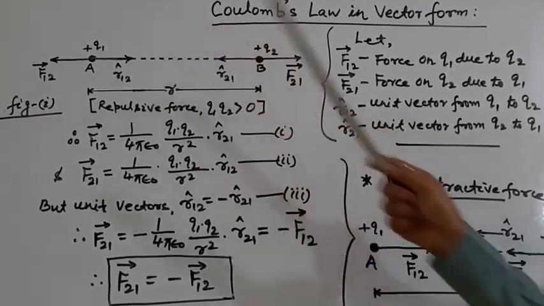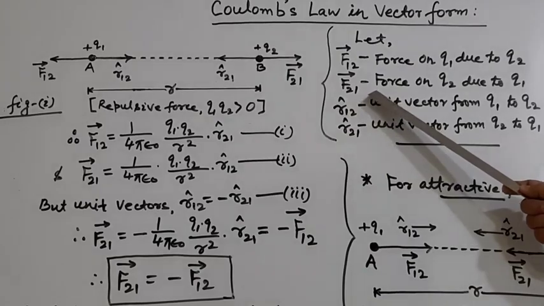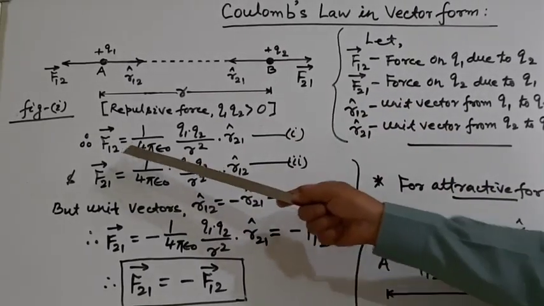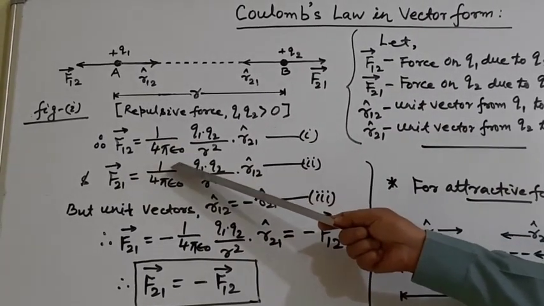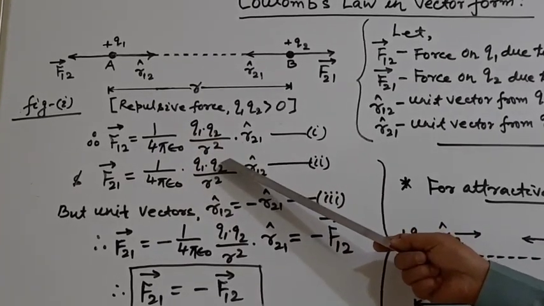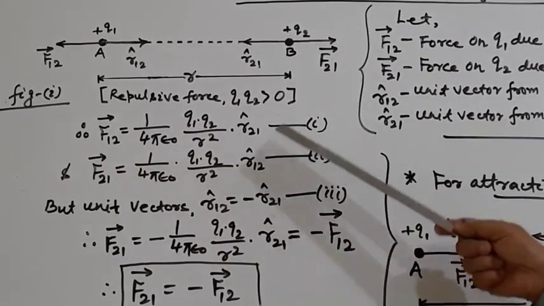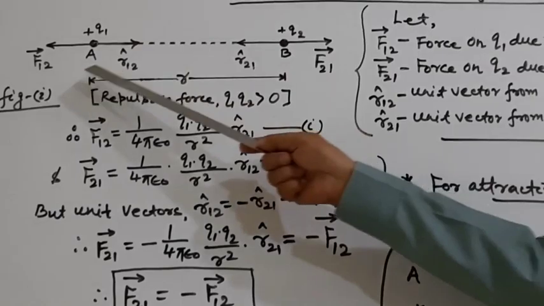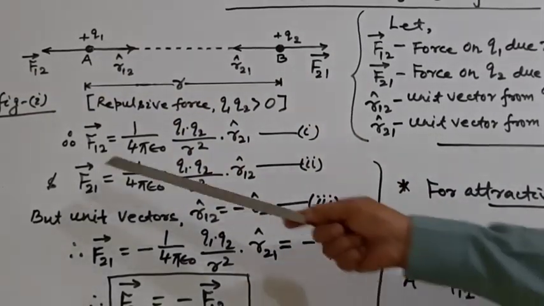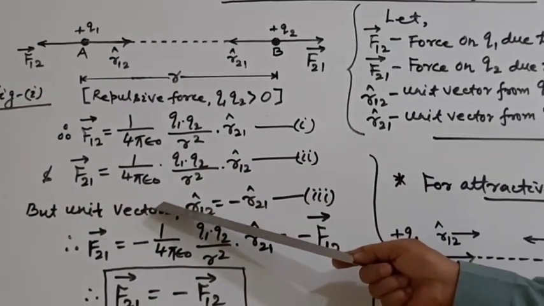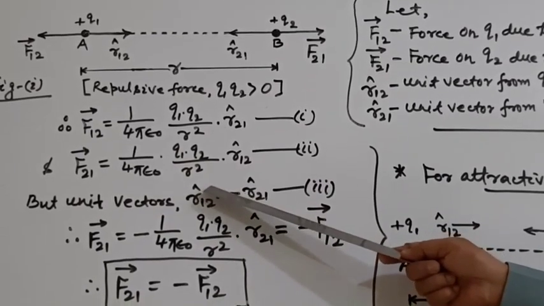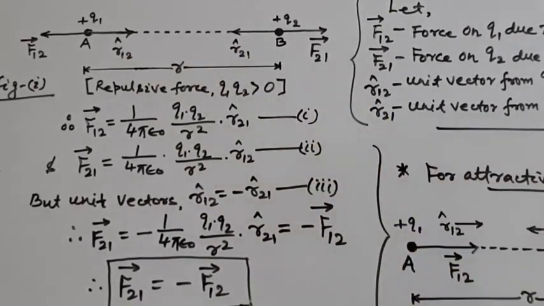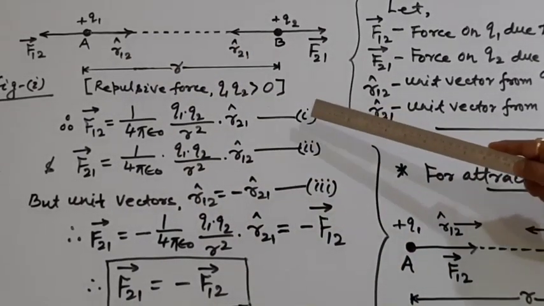Now we shall write both the forces F12 and F21 in equation form over here. F12 is 1 by 4 pi epsilon naught, Q1 Q2 by R square, and its direction will be given by R21, this side. And F21 is 1 by 4 pi epsilon naught, Q1 Q2 by R square, direction is given by R12, this side. Call these equations 1 and 2.